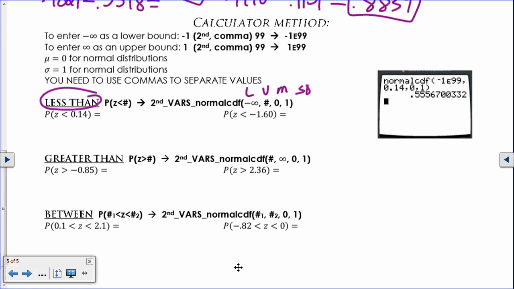And then they're telling you that the z-score is 0.14, so 0.14, comma 0, comma 1. And then you push enter. I'm just saying, this is the way you can use your calculator. I like this a lot better than using the chart. And then this is the number you would get. You would just use the first 4 decimals.